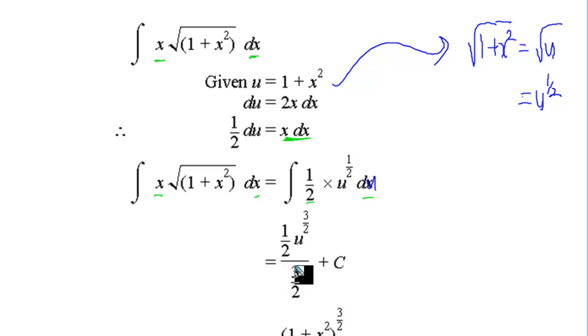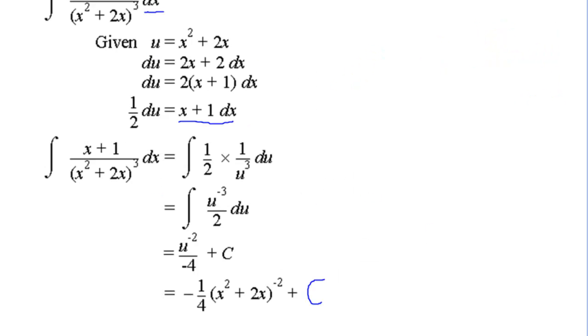So that's the process we need to look at. Another example: (x + 1) over (x² + 2x) all cubed. If we're given that u is equal to x² + 2x, that gives us (2x + 2) dx is equal to du. Again, we want (x + 1) dx, so we divide by 2, so that would be equal to a half of du.